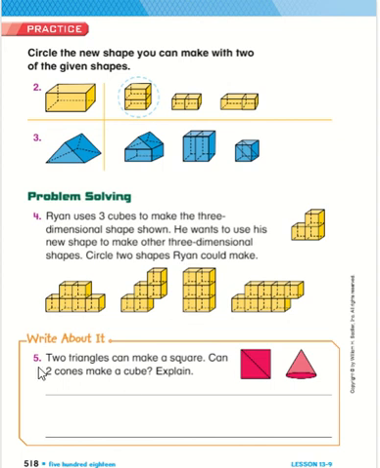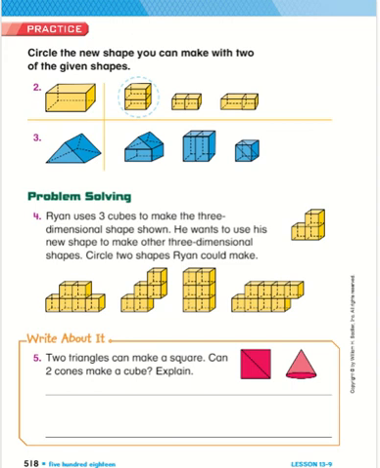Down here at the bottom, it says two triangles can make a square. Can two cones make a cube? Well, no, two cones can't make a cube because they have a round, flat surface, and we need all square flat surfaces on a cube. And again, the two cones wouldn't make the cube. If we look up here, it was the two triangular prisms that we could put together to make the cube.